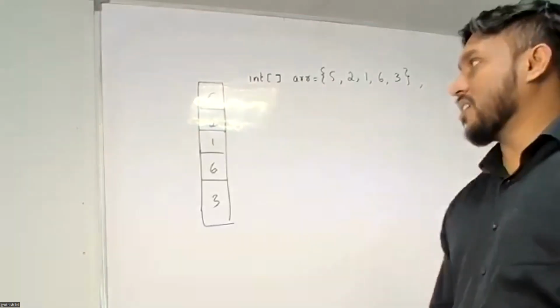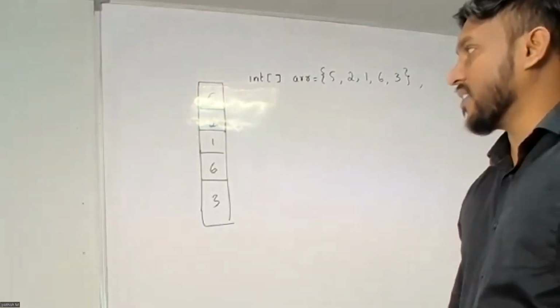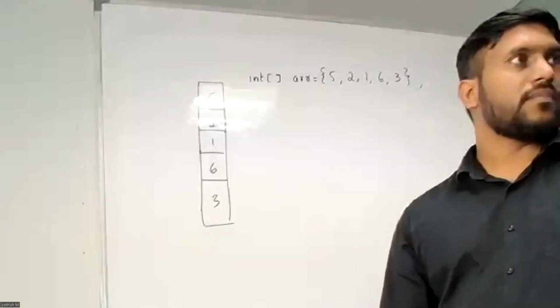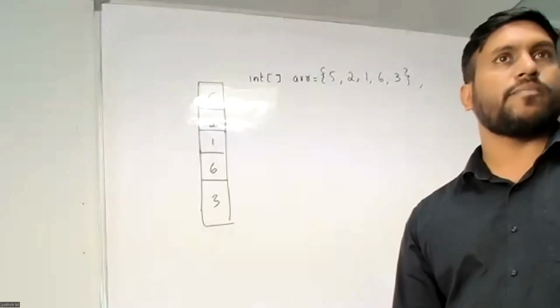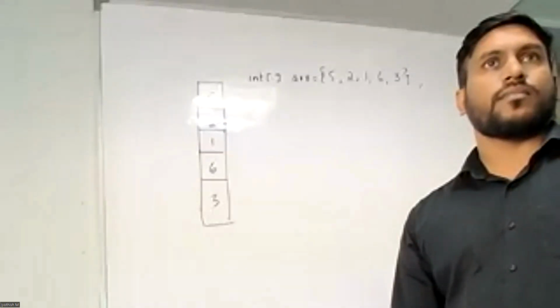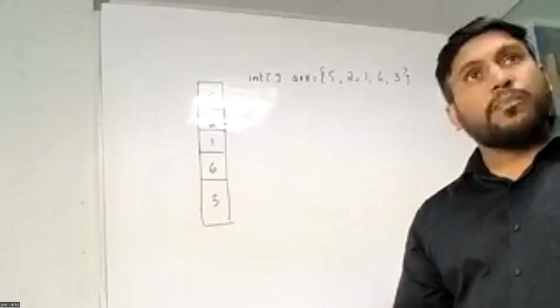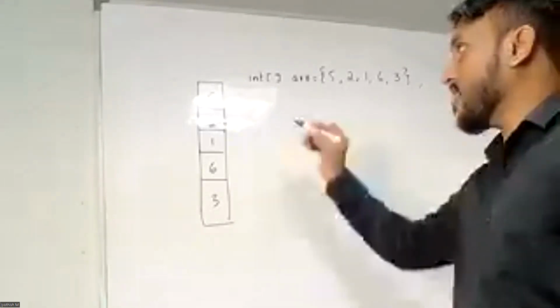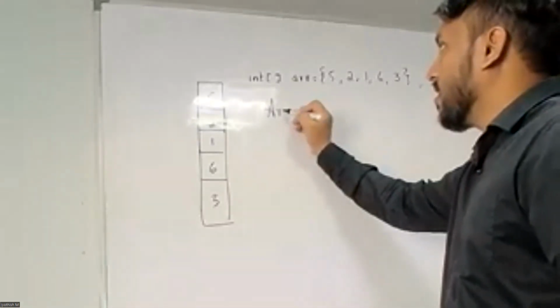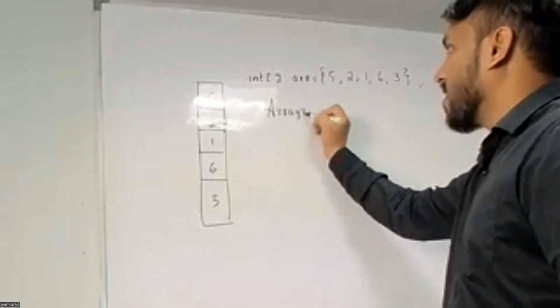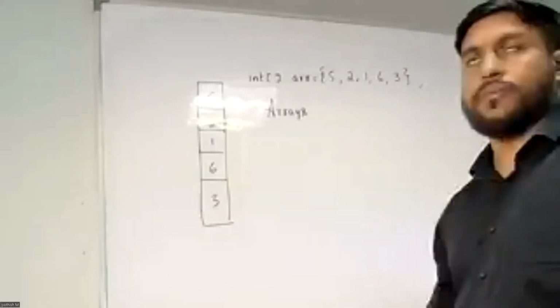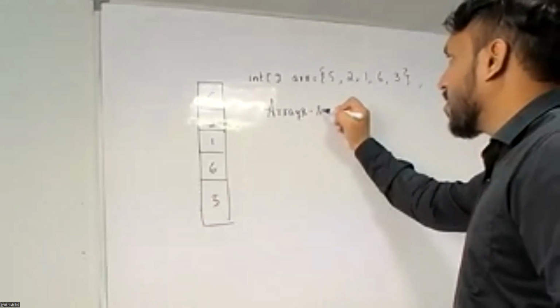Okay, what is sorting of this? 1 2 3 5 6. So how to sort an array? There are two ways to sort an array. There is an inbuilt class called Arrays. Here there is a method called sort.